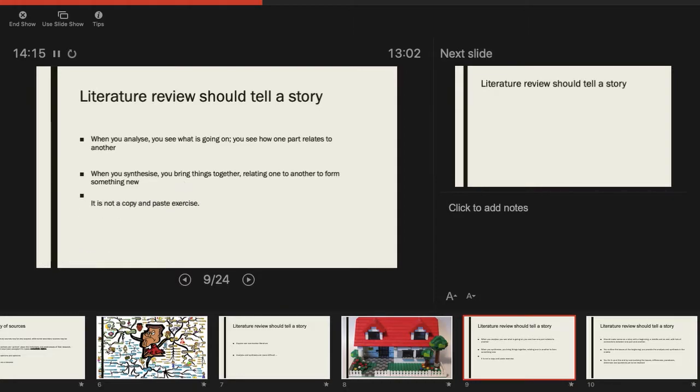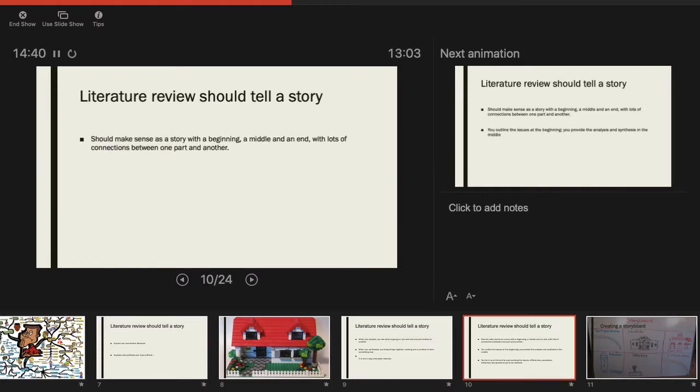So it is not a copy and paste exercise, and as I mentioned, it's not just summarizing a bunch of text and thinking, okay, I've now completed my literature review. That is not what a literature review is. A literature review entails that you include some form of summary, but you analyze that summary and you synthesize it. You try to make sense of it.